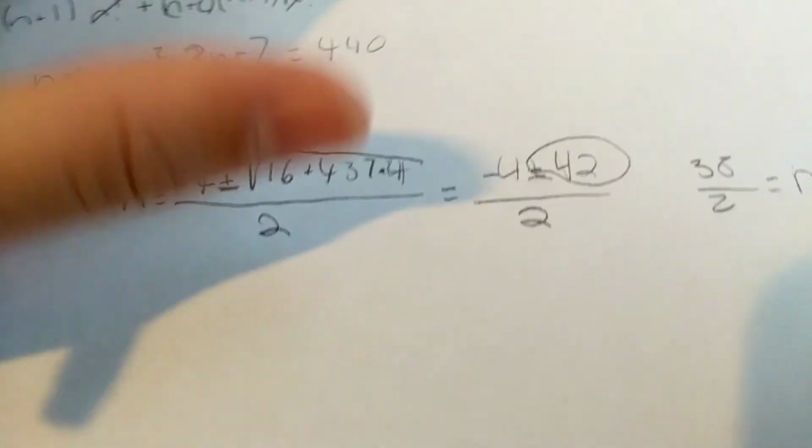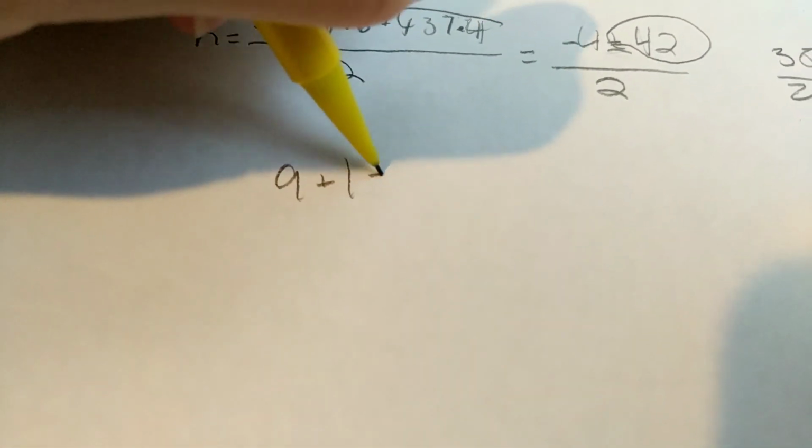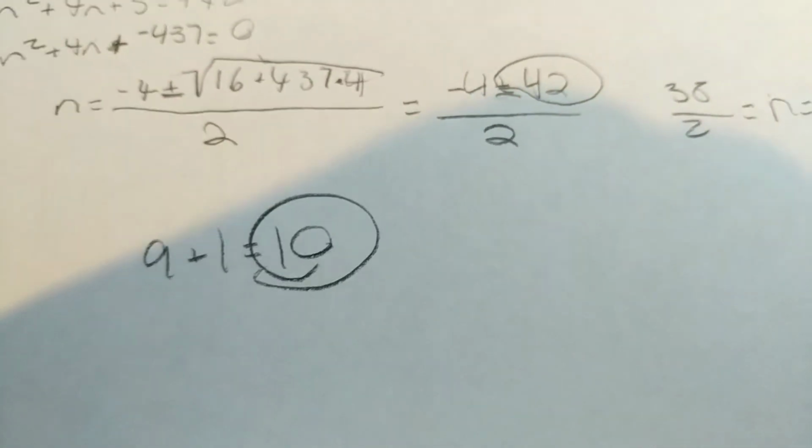Now we go up to the question, what is the sum of the digits of n? Well, that is just 9 plus 1, and the answer is 10. Thank you very much for watching, and goodbye.